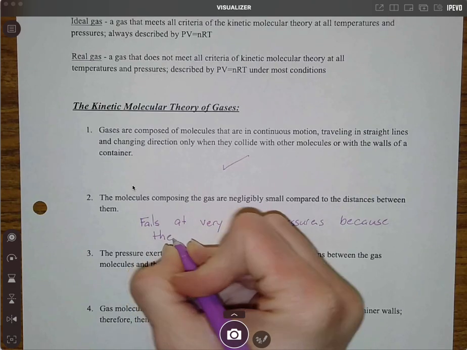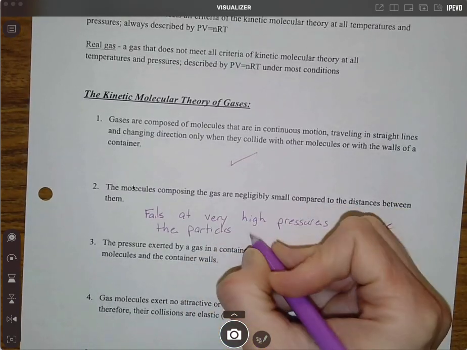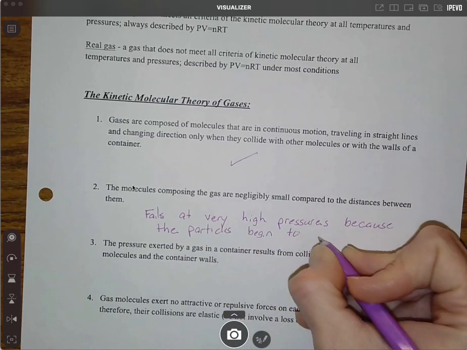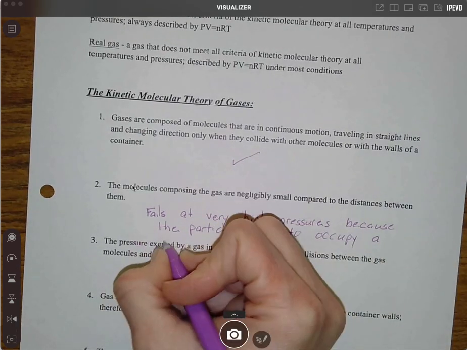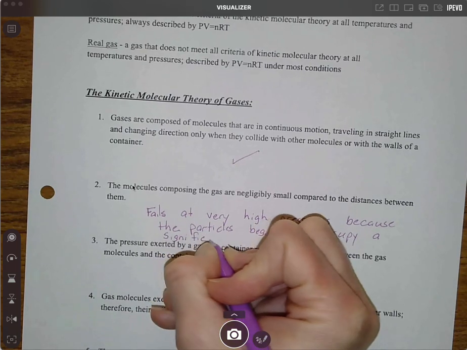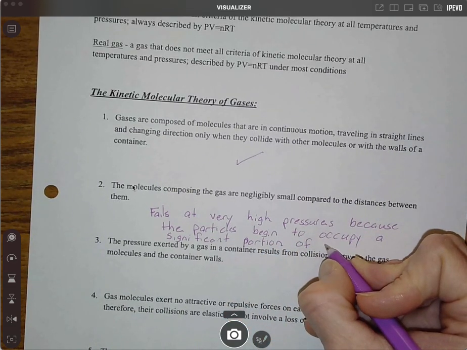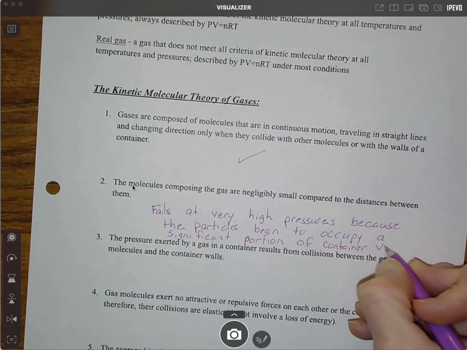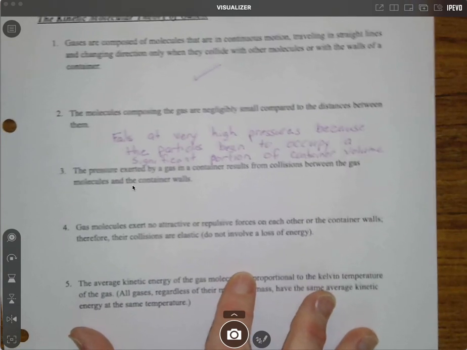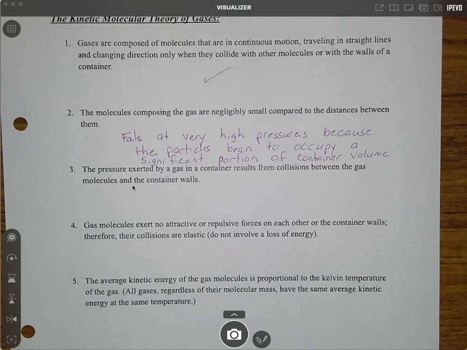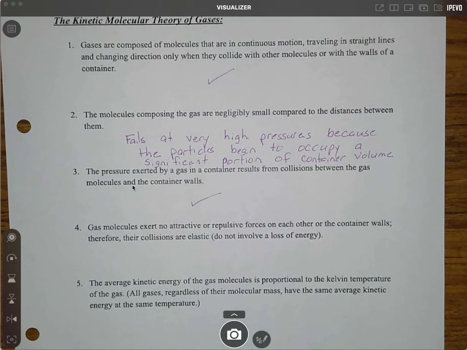Because the particles begin to occupy a significant portion of the container volume. So essentially, it becomes so crowded that we can no longer pretend that the particles aren't taking up any space. Number 3, the pressure exerted by a gas in a container results from collisions between the gas molecules and the container walls. Check. Always going to stay true.